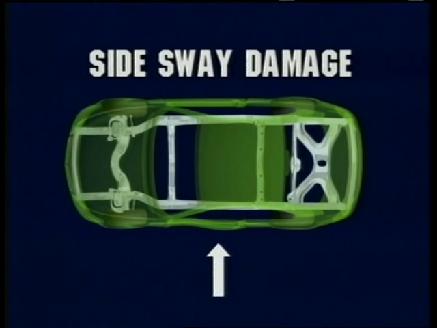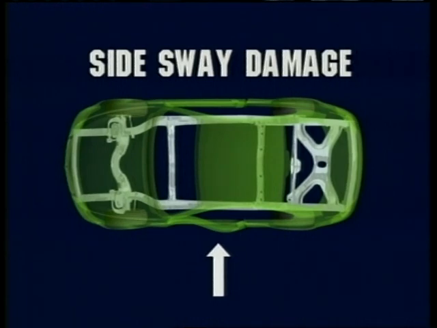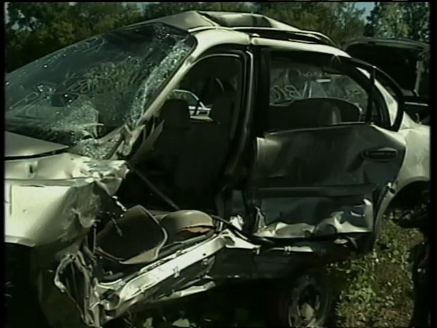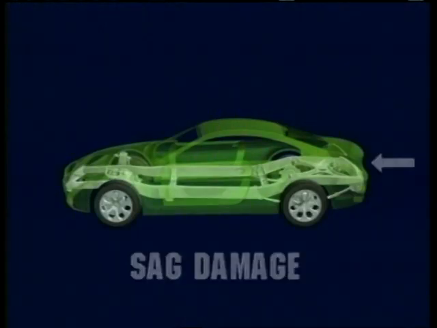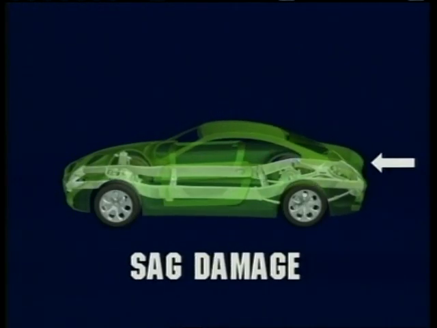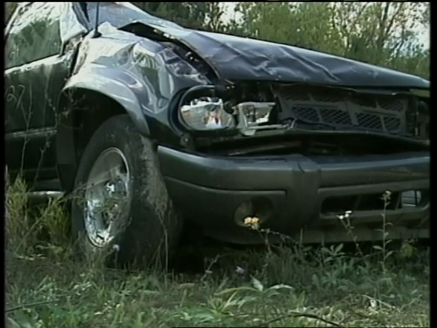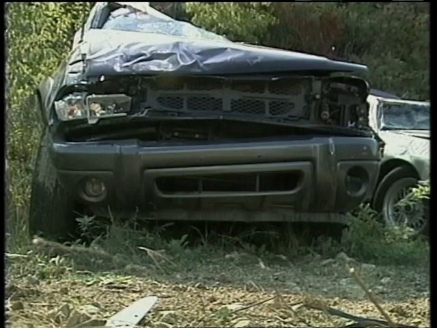Side sway damage occurs from side impacts. It often causes side bending of the frame or unibody. Side sway can be recognized by buckles on the impact side and a gap on the opposite side. Sag damage is a condition in which a section of the frame or unibody is lower than normal. Sag is usually caused by a direct impact in the front or rear of the vehicle and can usually be detected by a gap between the fender and door that narrows toward the top.